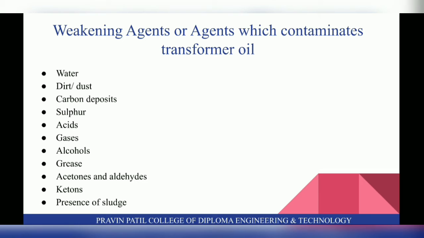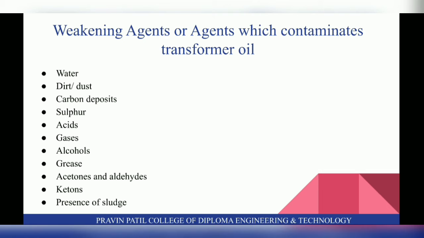Next is the weakening agents, or agents which contaminate transformer oil. The insulating oil gets contaminated when the following impurities are present in it, and the impurities will reduce the dielectric strength of oil, and further it may lose its dielectric and insulating properties.